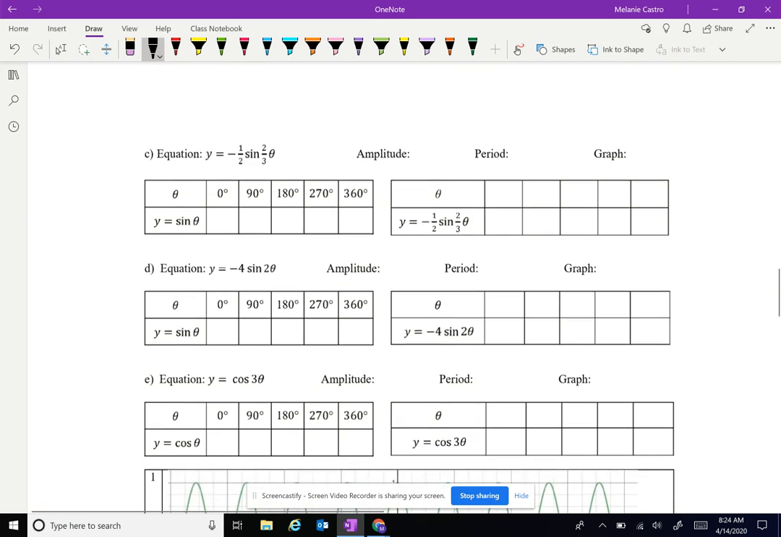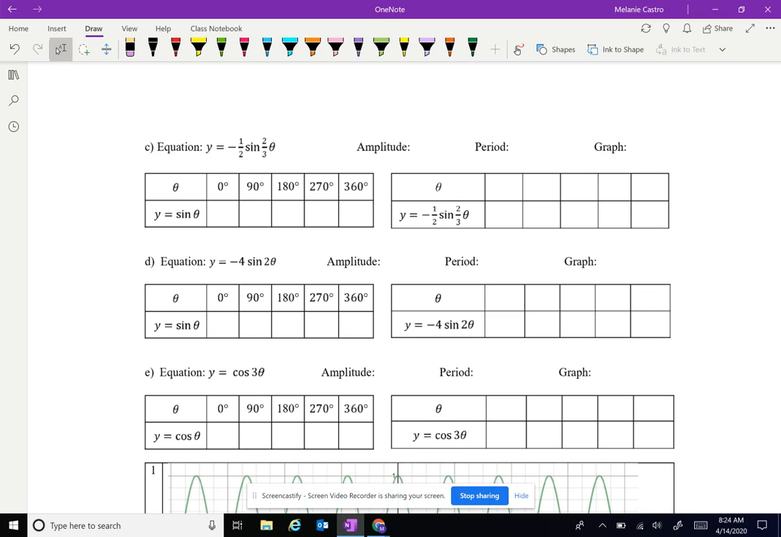All right. These next few questions are matching. We want to practice changing the tables. Knowing these parent functions is super important. So when we see sine versus cosine, we have to know the parent tables are changing.